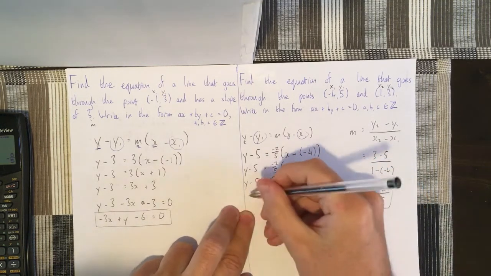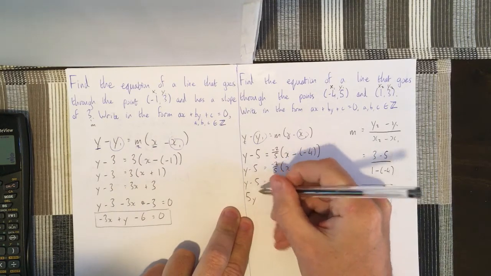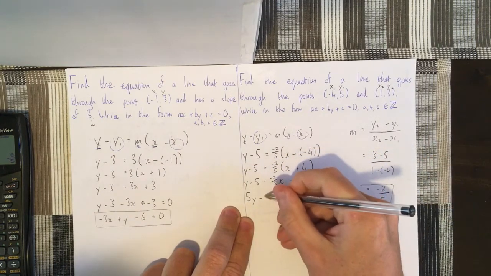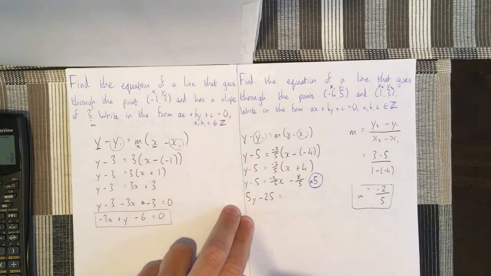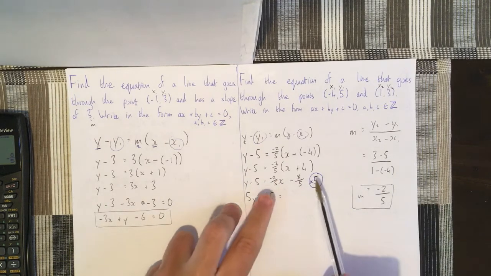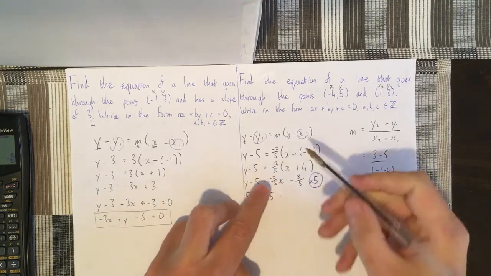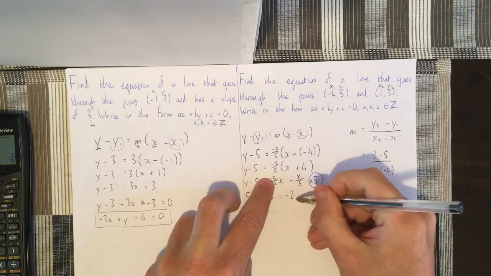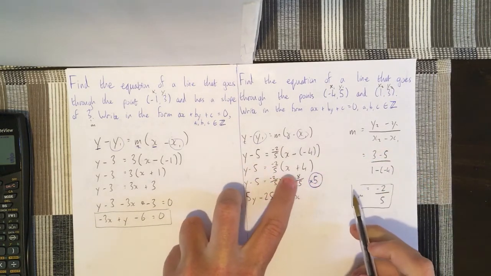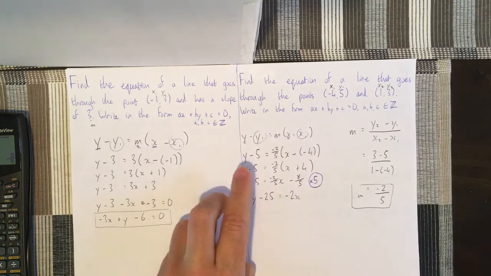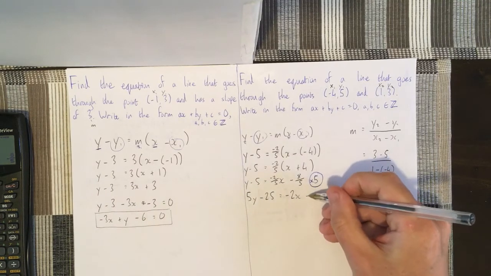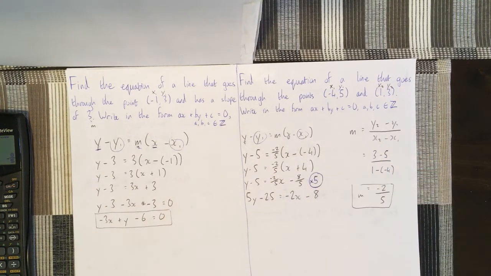So y multiplied by 5 is 5y, minus 5 multiplied by 5 is minus 25. Minus 2 over 5x, if you want to do that multiplication on your calculator, that's fine. Minus 2 over 5 multiplied by 5. But the only effect it has is the over 5 and the multiplied by 5 cancel, and you're just left with the minus 2. So minus 2x. And then minus 8 over 5. Again, the over 5 multiplied by 5 cancels. It just gets rid of the fraction. That's why we're doing this. So you get minus 8.